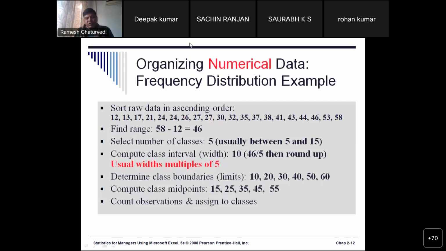You will need the midpoint when you study measures of central tendency. I am explaining this in so much detail because this will be used repeatedly from now onwards. It is not only used for creating a histogram. Later, when we calculate the average, median and mode, it will be required everywhere. So you should know how to do it. So compute the class midpoint. You have calculated the class midpoints: 15, 25, 35, etc.